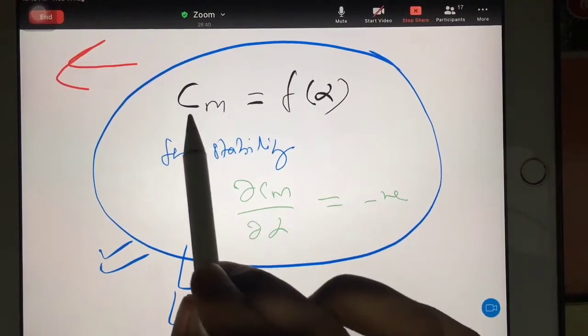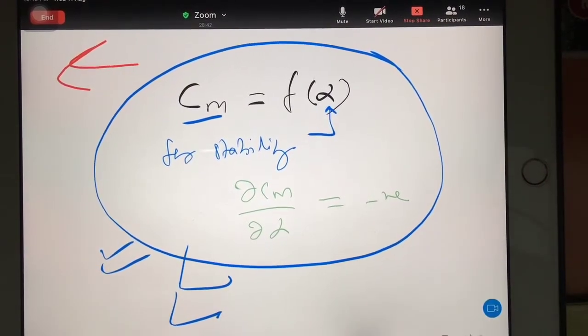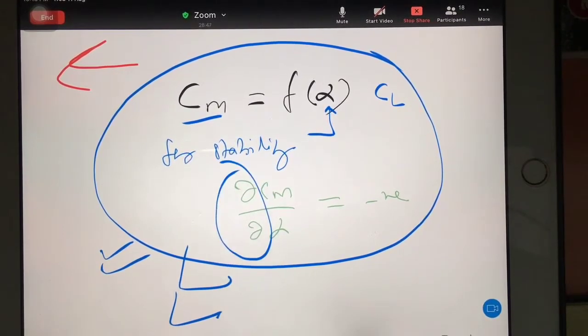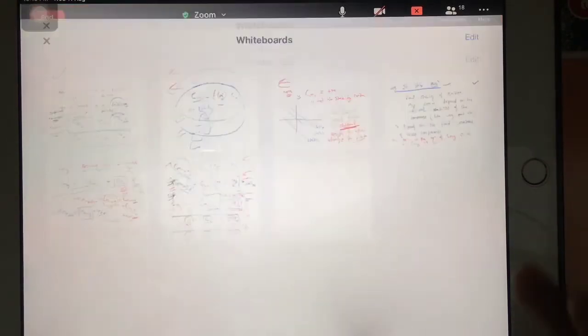Understand? Your Cm is a function of alpha. Clear? I also said it can be a function of Cl also. That's why I'm using the partial derivative symbol here. Concept done. Now you see the next page.